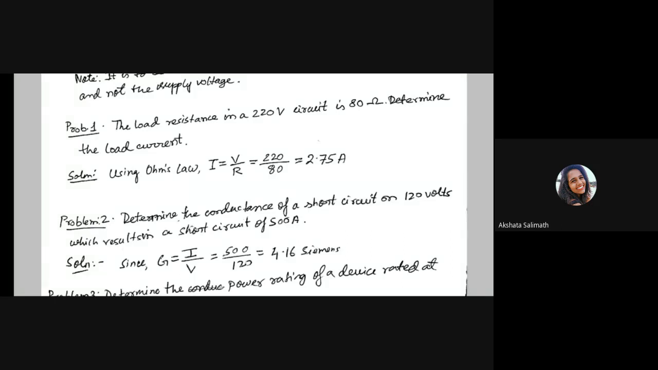So first part was about Ohm's law. Second problem was about the conductance. Next, again a very easy problem. Determine the power rating of a device rated at 15 ampere and 250 volts. So ampere means current is given, voltage is given. They have asked the power. So if V and I are given, definitely apply V and I. P equals VI, that is 250 into 15, 3750 watt.